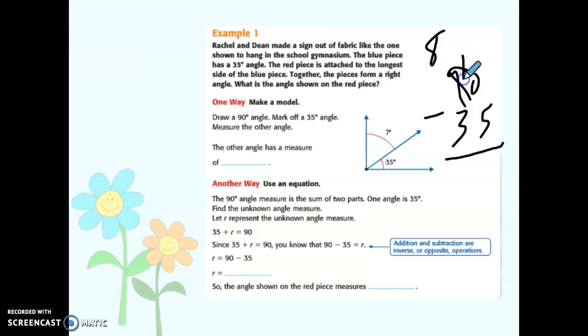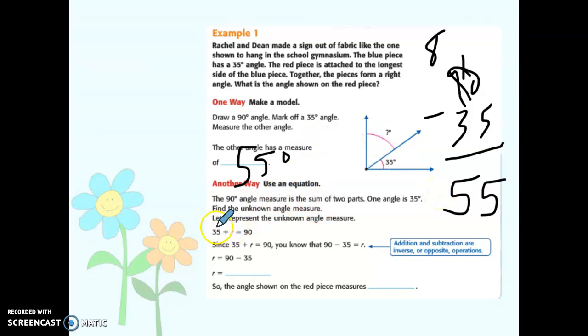And so when I do this, I get that it is 55 degrees. Now, another strategy that you could do is you can use an equation, which is really what we did here, but we had a drawing to go along with it first. So we know that 90 degrees is the sum of the two parts. One angle is 35, so we need to find the unknown.